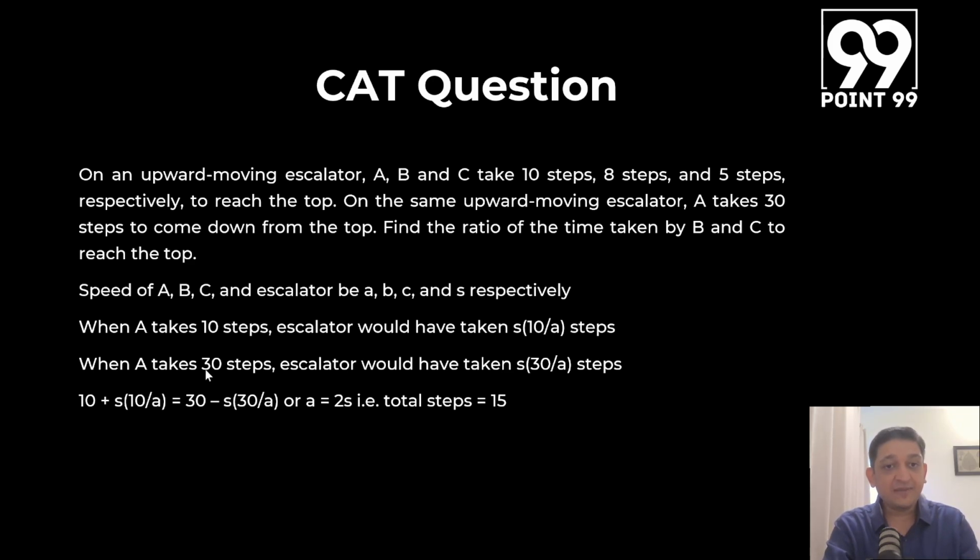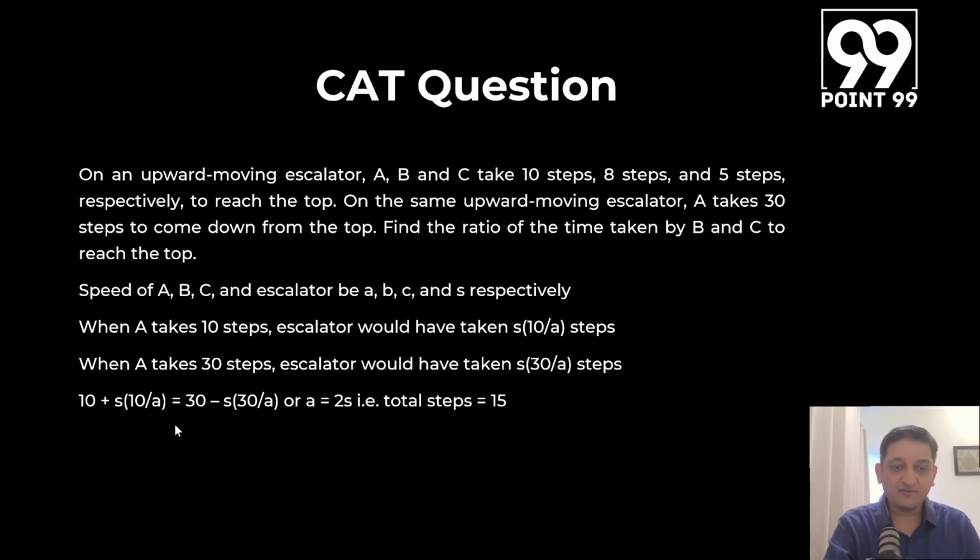सेकेंड केस में क्या हो जाएगा? 30 steps have been taken by A, but A ने opposite direction में steps लिए हुए हैं. So whatever work the escalator would have done in the same amount of time would be negated. So total number of steps कितने बनेंगे? 30 minus S into 30 by A.